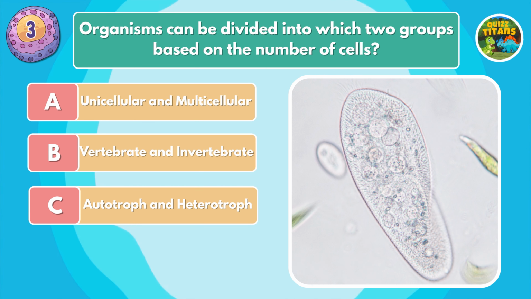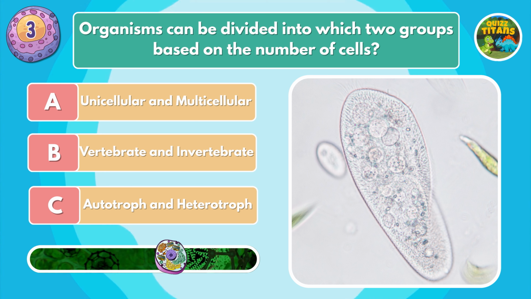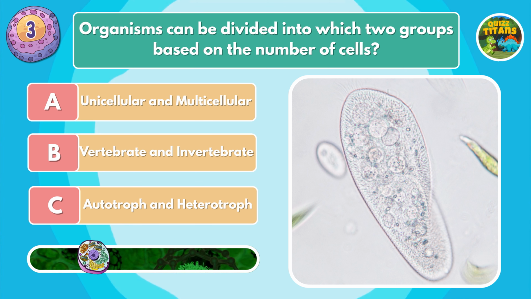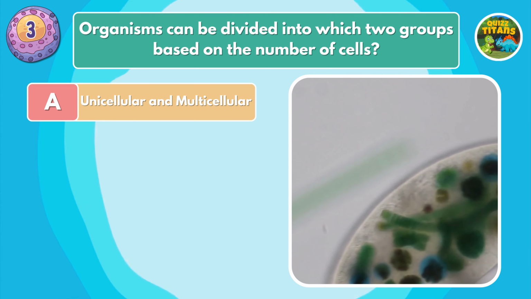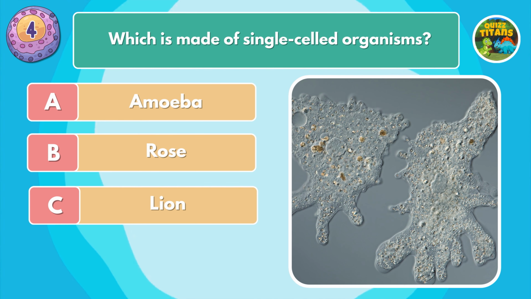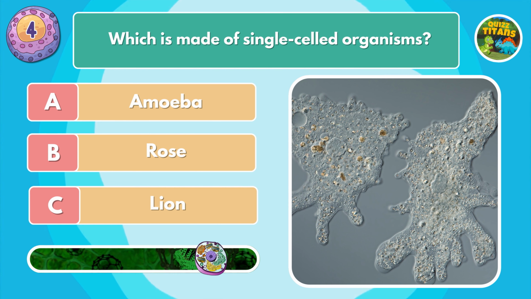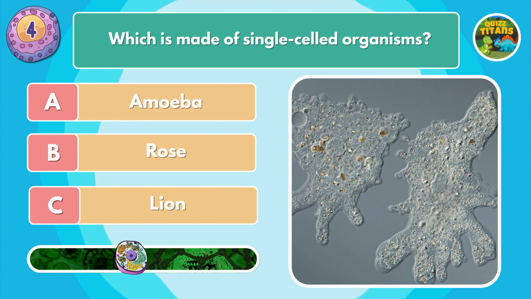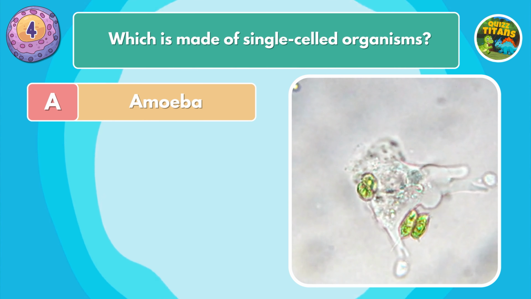Organisms can be divided into which two groups based on the number of cells? It's unicellular and multicellular. Time to shrink down to the microscopic world. Which is made of single-celled organisms? And the right answer is amoeba.